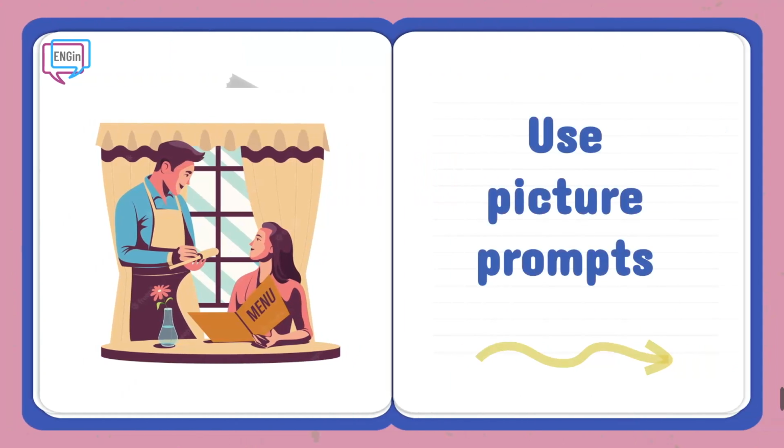Use picture prompts to help students practice using phrasal verbs in context. Show them a picture related to a certain topic and have them create a story or dialogue using the phrasal verbs related to that topic. For example, if you're talking about food, you could show a picture of a restaurant and have students create a dialogue between a waiter and a customer using the phrasal verbs related to food you have discussed before.